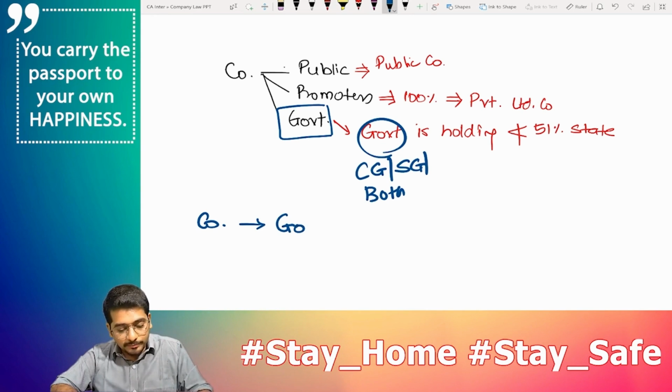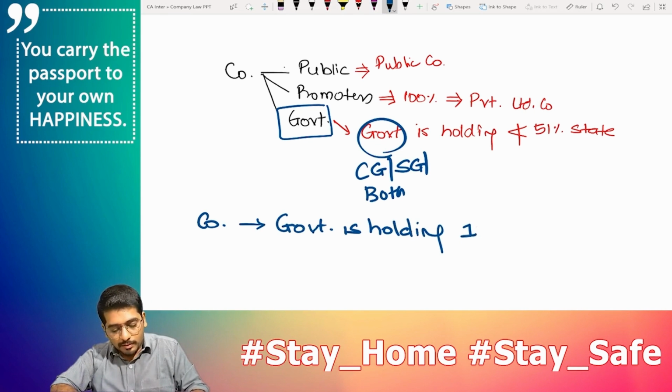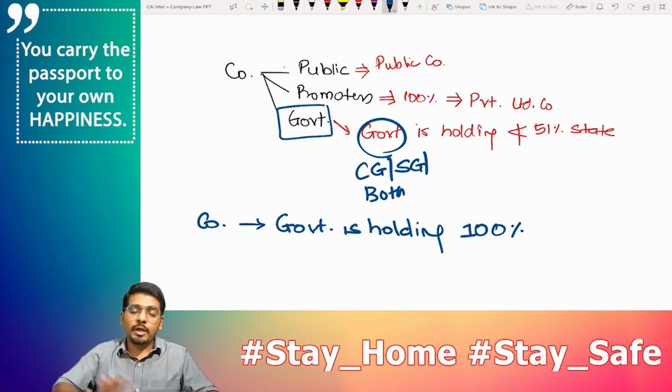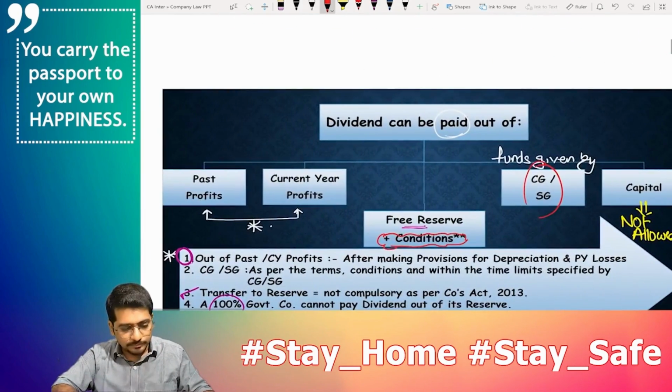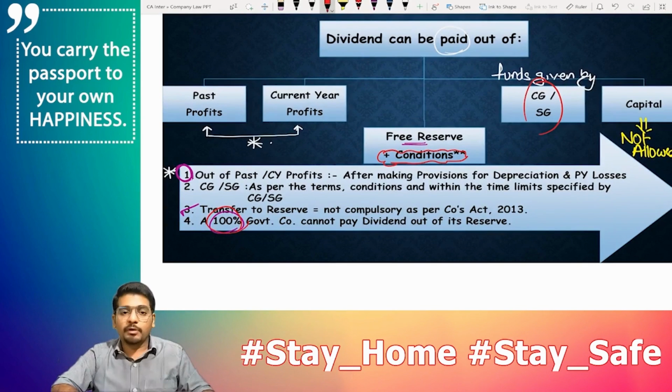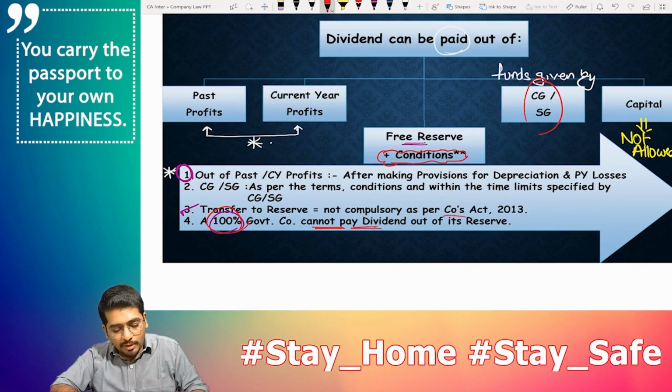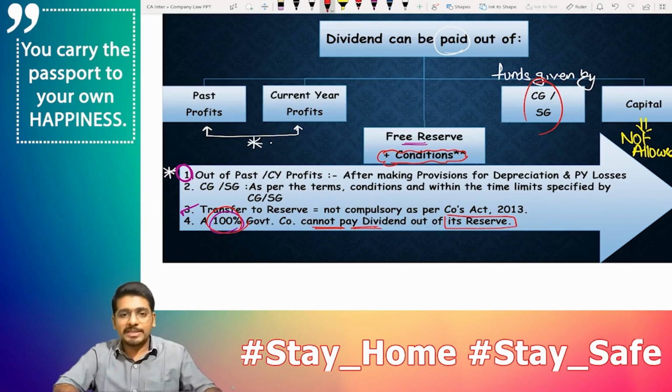What we need to understand over here is, if at all there is a company in which government is holding 100% stake, full 100% shares of such company are held by a government only, maybe central government, maybe state government, maybe a combination of both. If this is the case, in that case, they are saying, if you are a 100% government company, then you cannot make the payment of dividend out of your reserves account. Okay. There are special utilization requirements given for the government companies for the utilization of the reserves.